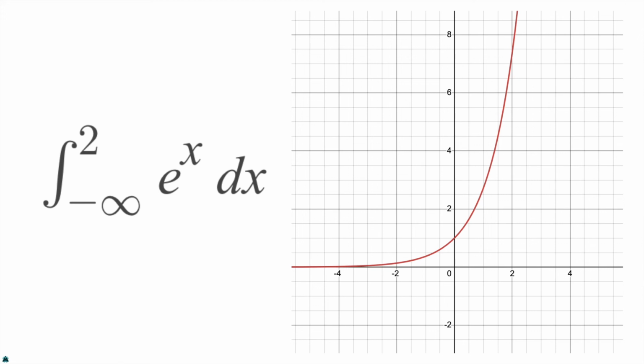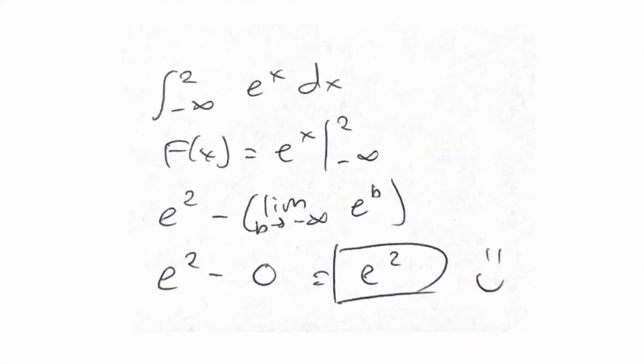Let's check our work. The antiderivative of e to the x, of course, is e to the x, as nothing changes. Then, we take the upper bound, 2, and plug it into the antiderivative and get e squared, minus the limit as b approaches negative infinity for e to the x, which amounts to 0. So, we have e squared minus 0, which gives us e squared. That, my friends, is the essence of improper integrals.